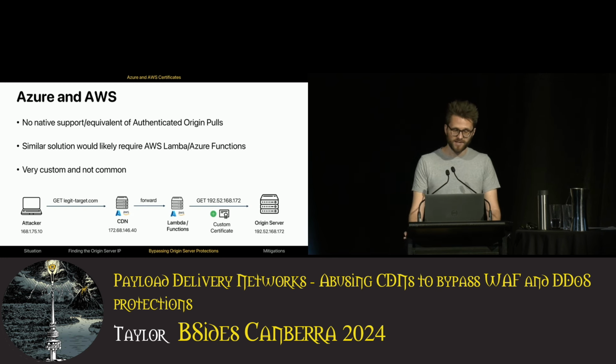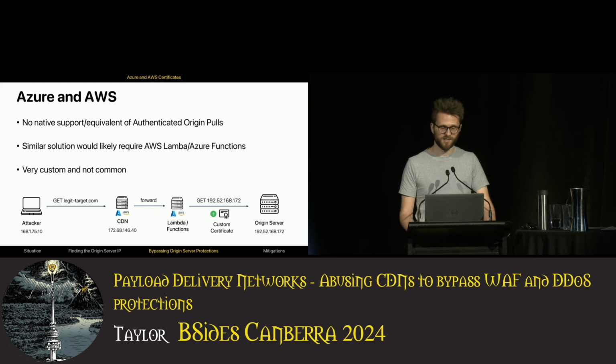Now for Azure and AWS, there's no native support or equivalent for authenticated origin pools, or the mTLS equivalent. The similar solution that's thrown around a little bit would likely require AWS Lambda or Azure Functions to do. So you would have to send it to the CDN, which would forward it on to basically the equivalent of a worker in Cloudflare terminology. You'd need to make that request and do the authentication there. You'd need to funnel all of your traffic through Lambda or Functions, which you may or may not want to do. And it's pretty custom and not a very common strategy for these providers.